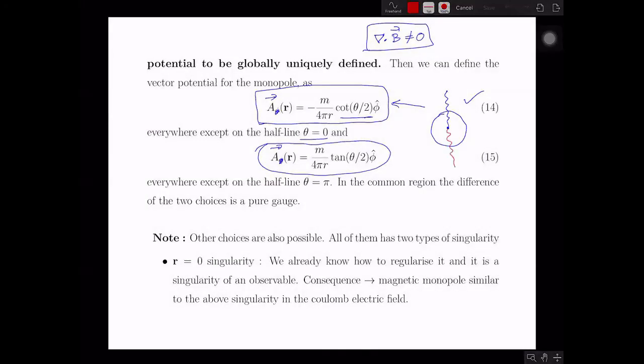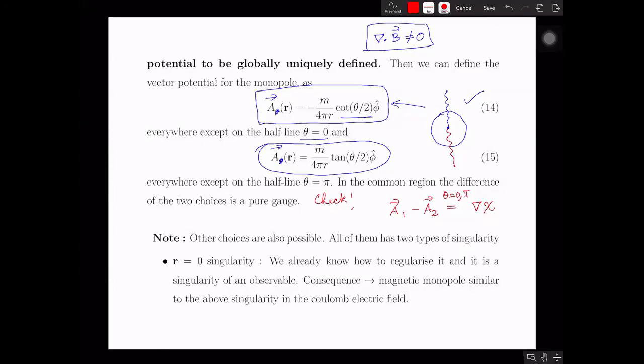Similarly, this expression is valid everywhere, except for this half line. So in the common region where both A1 and A2 are valid, they differ by a gauge choice, a pure gauge, as you can check. This A1 minus A2, for theta not equal to 0 or pi, is the gradient of some function. So that's what I mean by it. There are of course other choices, but the thing is that all of them have two kinds of singularities.